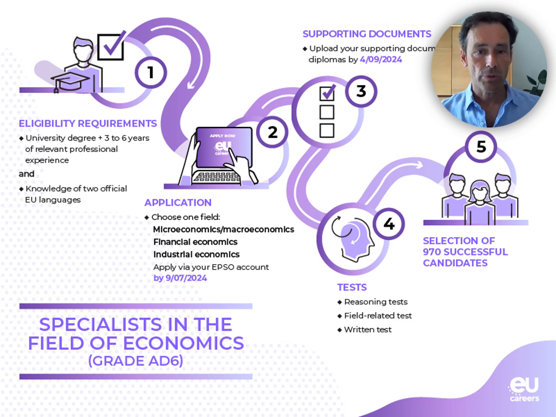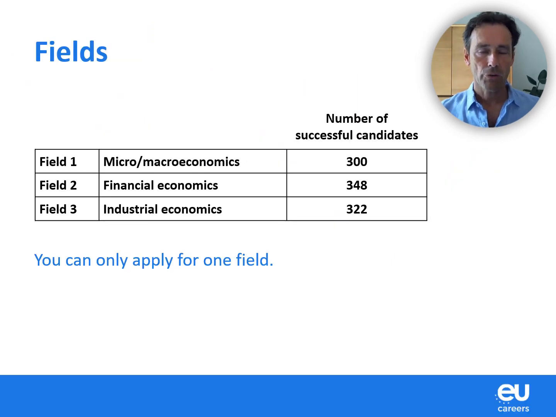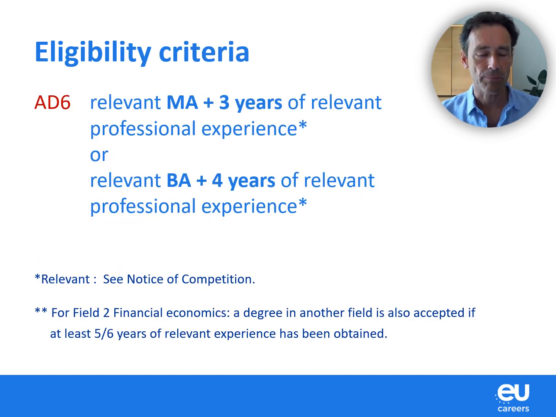This visual shows you the different steps to take to become a successful candidate, and I will walk you through these different steps in the coming minutes. First of all, you should know that this competition has three different fields: micro and macroeconomics, financial economics, and industrial economics. As a candidate, you must choose one of these fields because you can only apply to one of these three. You see the very high number of successful candidates that we're looking for. So quite an important competition.